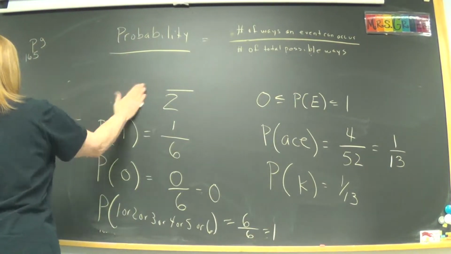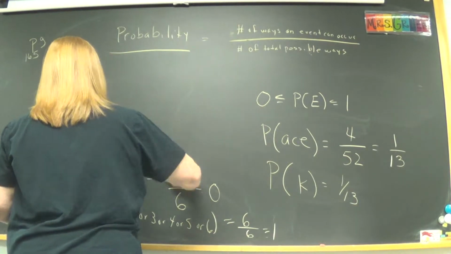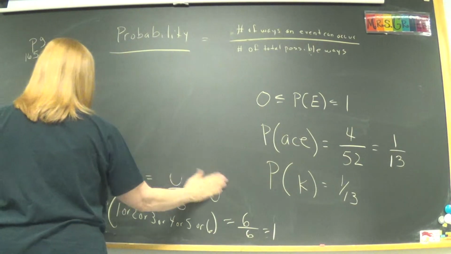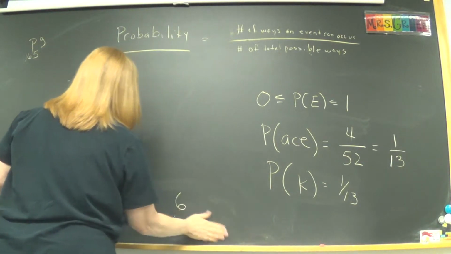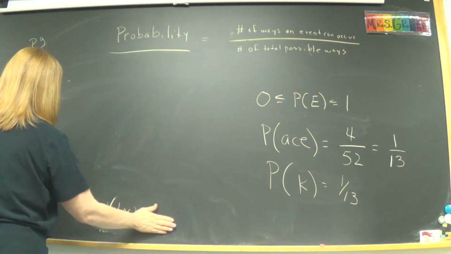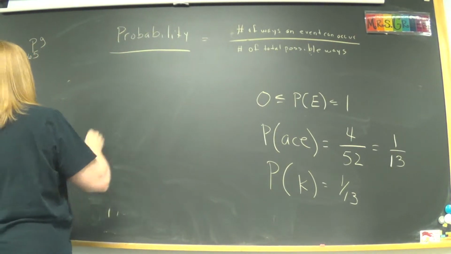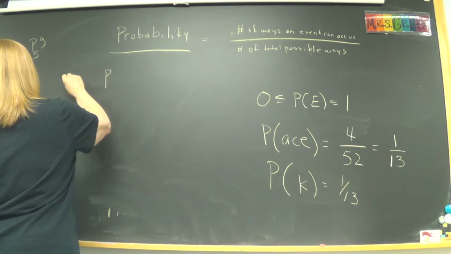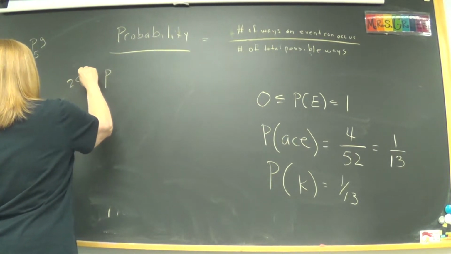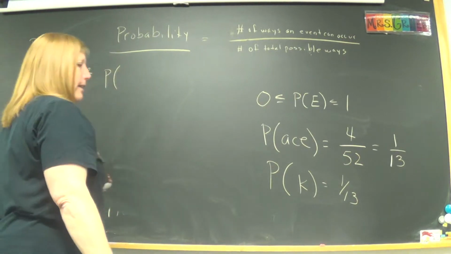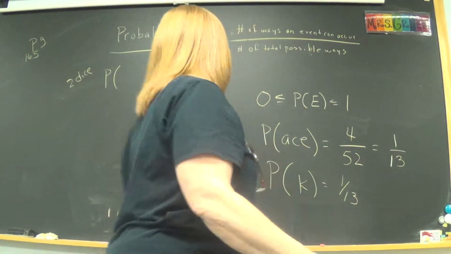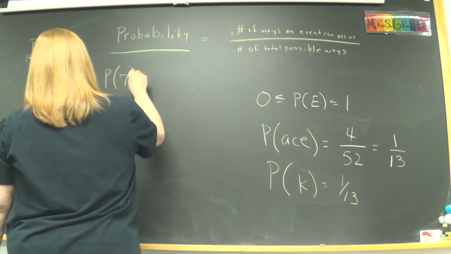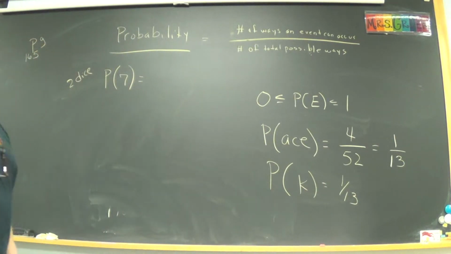All right, let's do 2 dice. And this one gets a little tricky. You might need a little chart. And if you make this chart, you can always look back at it, at your problems, so it won't waste your time. What's the probability? We're tossing 2 dice. The probability of rolling, say, a 7.